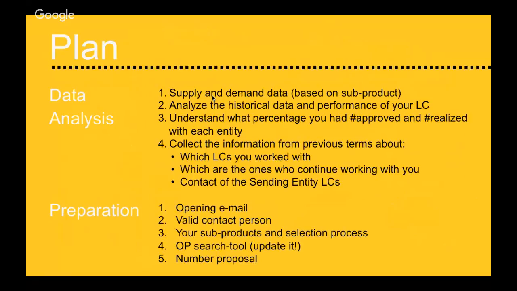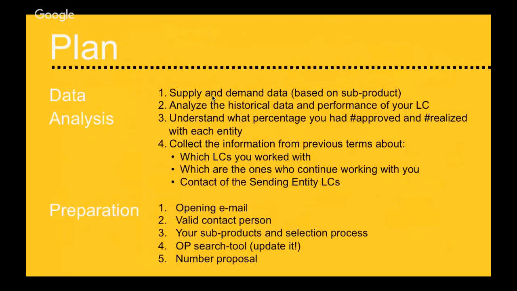Then you have to collect information from previous terms, from your successors, about which LCs you worked with in the past, which are the ones who will be continuing to work with you based on previous good performance, and contact sending entity LCs. In this case, it's about transferring the contacts of the sending entity LCs. This is a bit of a responsibility of your current LCVP, so you can approach them to put you in touch with people from sending entity LCs.